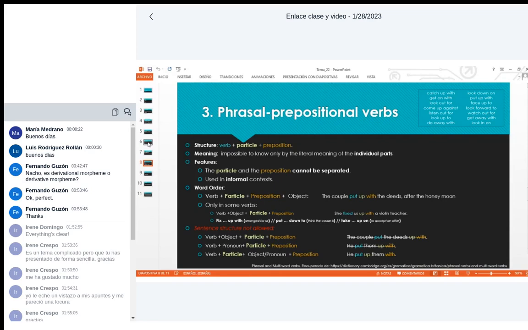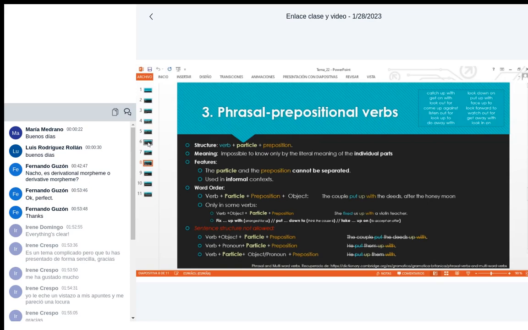For example, "the couple put the deeds up with." That's wrong. In this case, put up with is a complete verbal group that really needs to be together in order to understand. Because if not, the deeds would only affect the verb put, and so "put deeds" would mean something completely different to the actual idea of put up with the deeds.